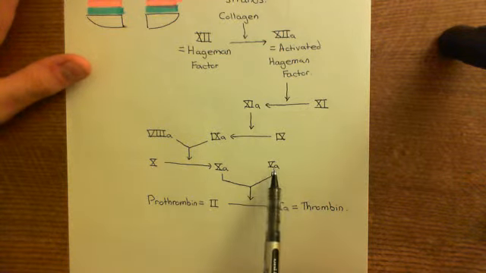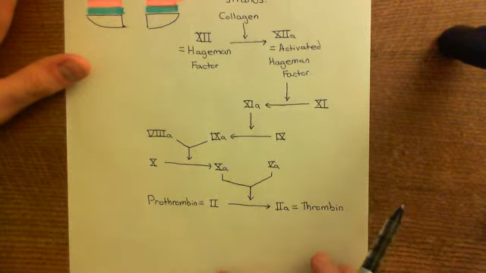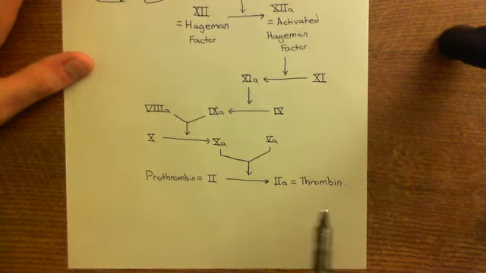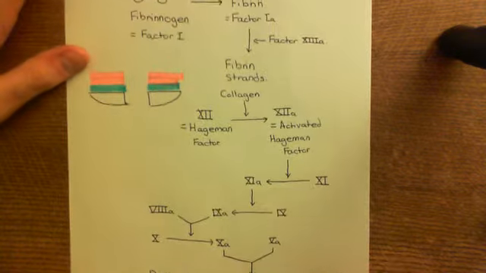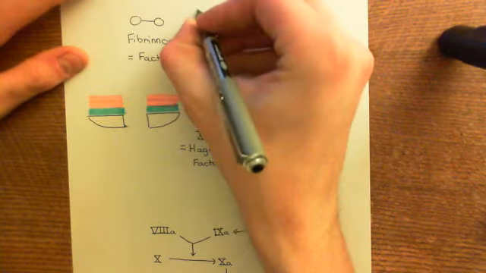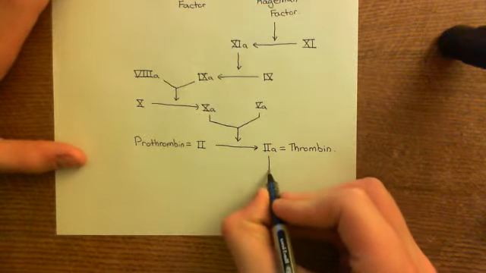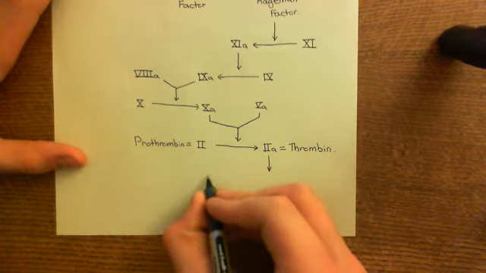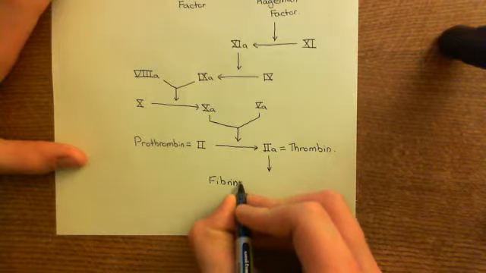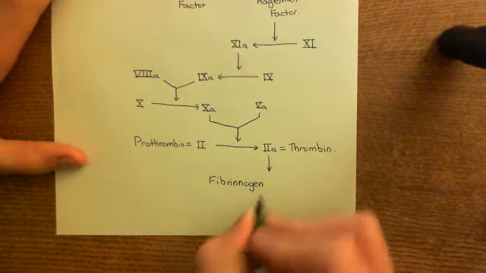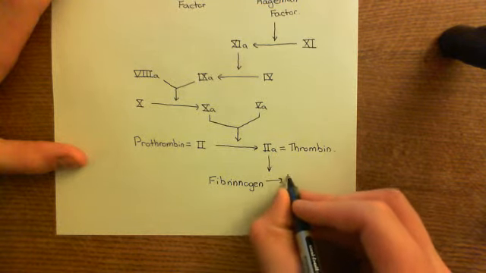10A will then form a complex with 5A, and that complex will then convert 2 to 2A, so prothrombin to thrombin. And now thrombin is the enzyme which then converts fibrinogen into fibrin. So I'll just draw it out down here. Factor 2A is going to convert fibrinogen, also known as factor 1, again an inert component of the blood, into fibrin monomers.